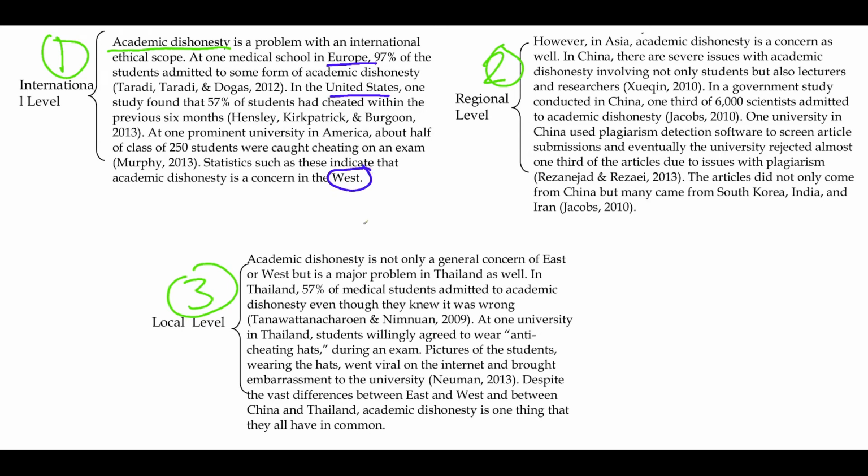Now, remember, at the time of writing this paper, I was living in Southeast Asia. So this is international from the Southeast Asian perspective. And so after I cover how this is an international problem, again, from the Southeast Asian perspective, I then zoom into Asia. And I give examples here from China about how there's academic dishonesty in China. Again, you can read this on your own. And then I bring in South Korea and India and even Iran. I show you how cheating is a common problem at the regional level.